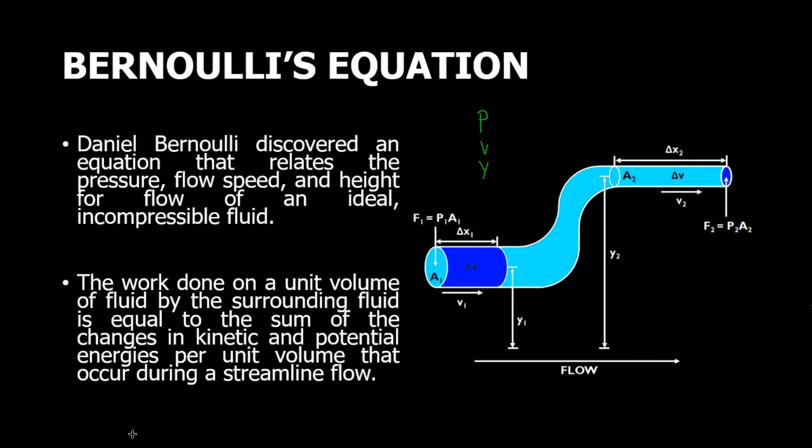Okay? The work done on a unit volume of fluid by the surrounding is equal to the sum of the changes in the kinetic energy and potential energy per unit volume that occurs during the streamline flow. So kinetic energy is described by the velocity, while the potential energy can be described by both the internal energy and the height of the fluid. And thus we get this equation.